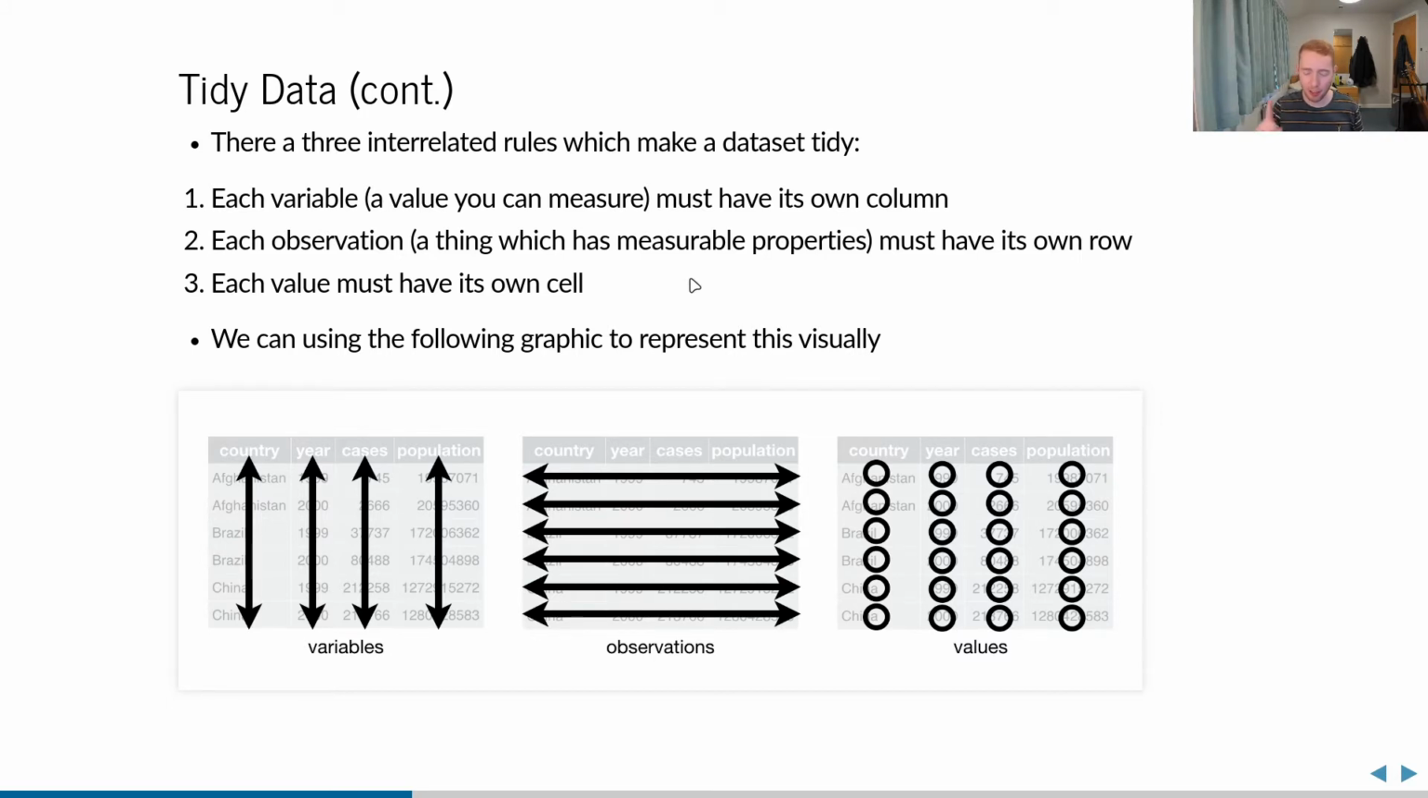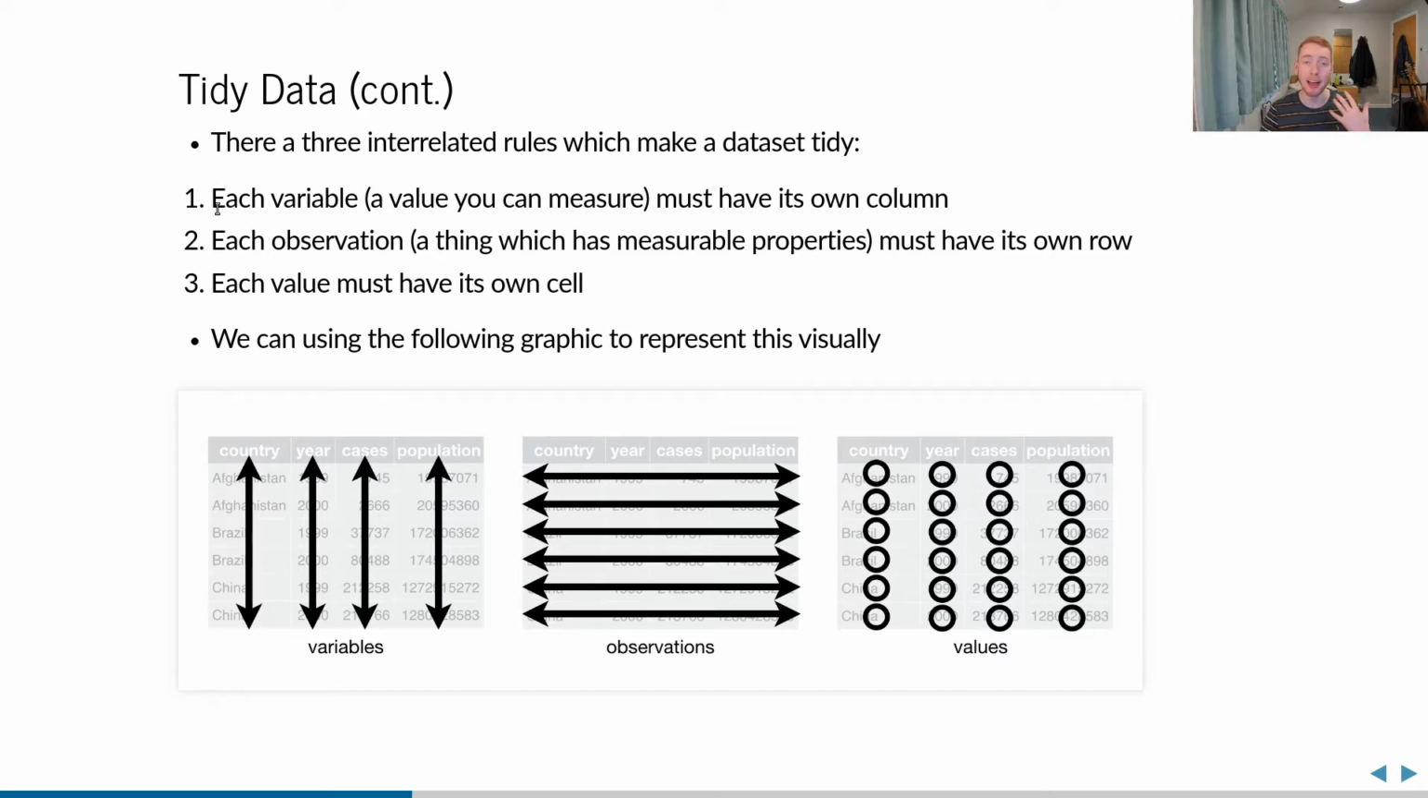And so you might think that a country is something that we can measure a property about. But a country doesn't have a population. Only a country at a certain time has a population. And so even though it may seem like the actual thing is the country, because that's the physical thing, the thing we can measure things about is a country at a certain time. And so each observation is one of those.